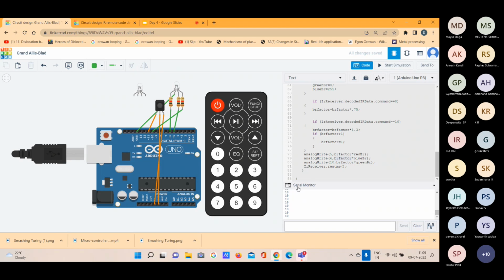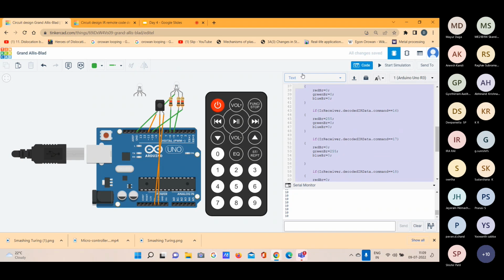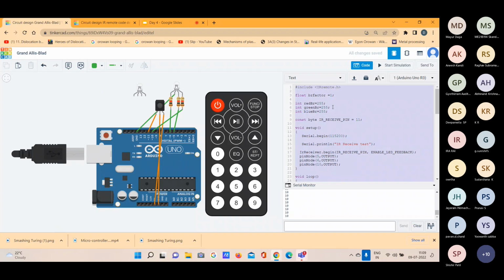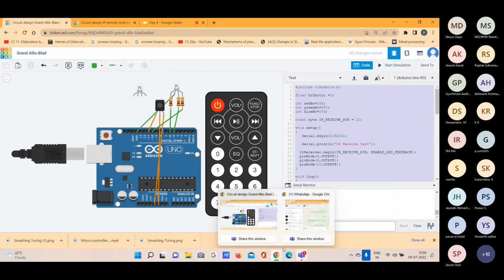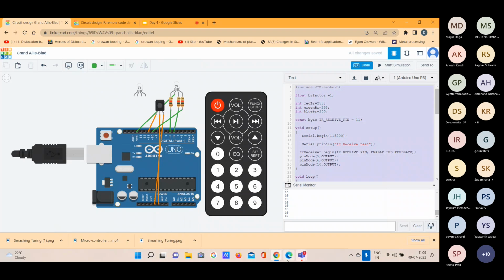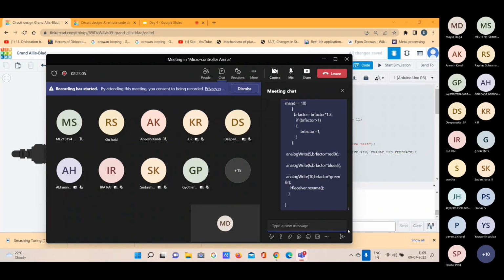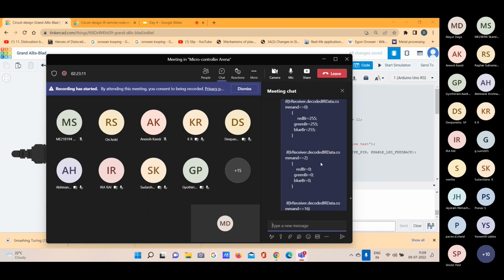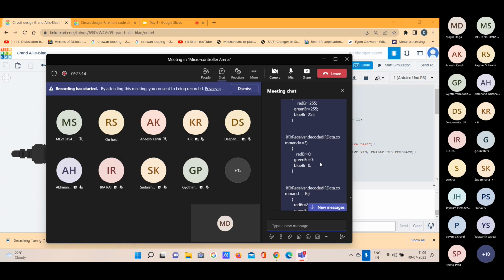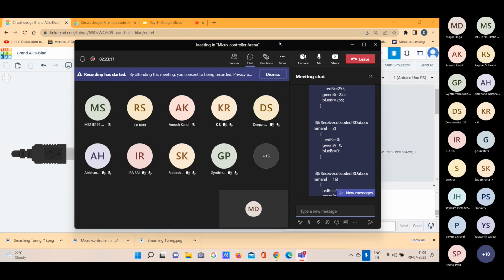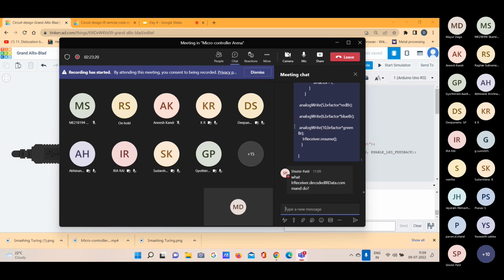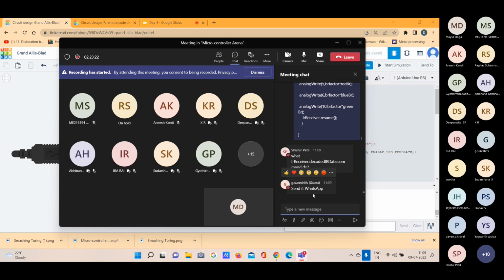Okay, so I'll send you this code in chat. Hope the code was clear. If you have any doubt, ask. You can just simulate it once and ask if you have any doubts. Yeah, sure, I'll send it on WhatsApp.